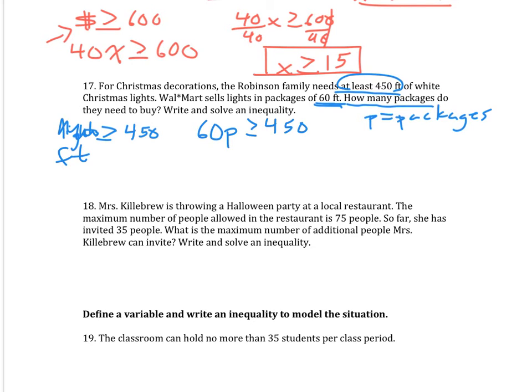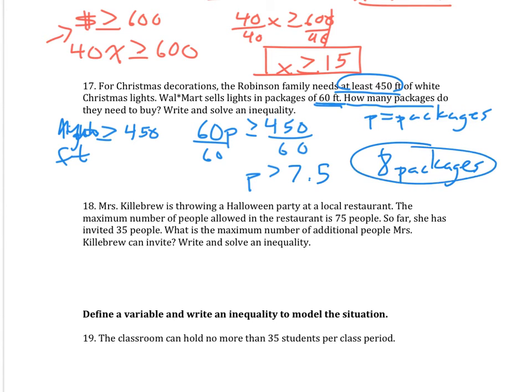So then I've written the inequality, now I solve it. Divide by 60. So 450 divided by 60 is 7.5. Now if you show up at Walmart and say I want 7.5 packages of lights, they will look at you weird. So you should probably buy 8 packages to be safe. The question asked how many packages? 8 packages.